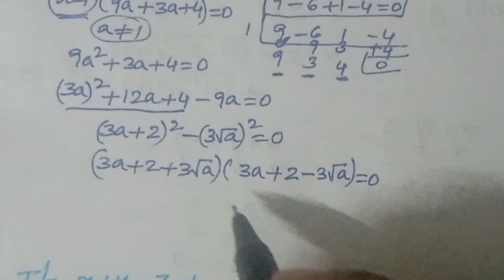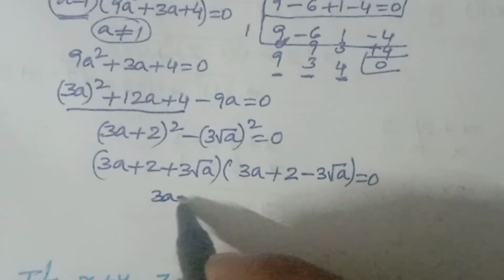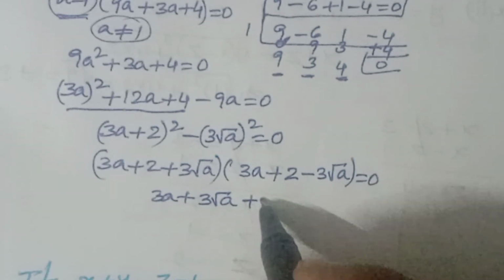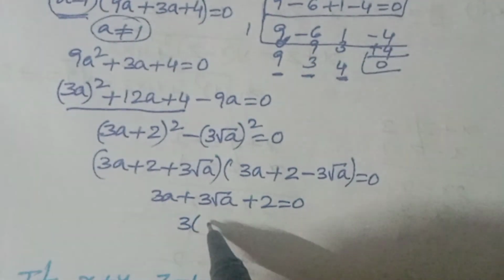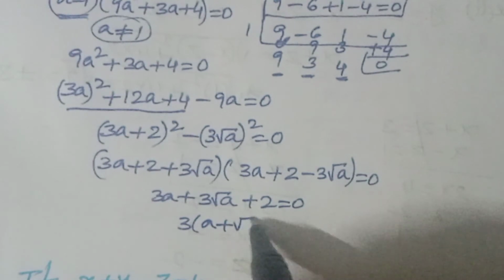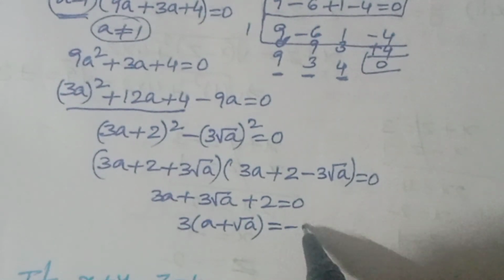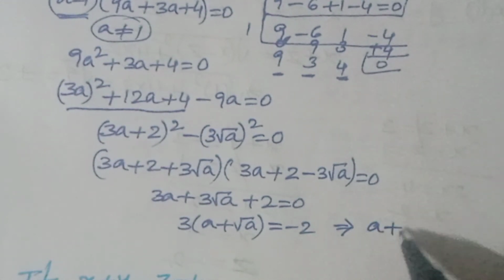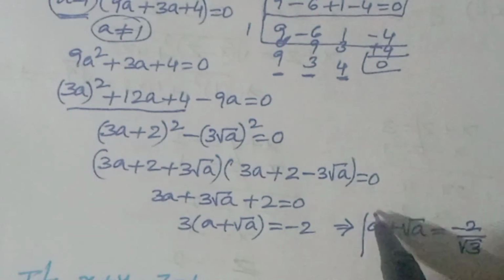So here if you take the first one, 3a plus 3 root a plus 2 equal to 0. So 3 into a plus root a is equal to minus 2. That implies a plus root a is equal to minus 2 by 3. So this is the required answer.